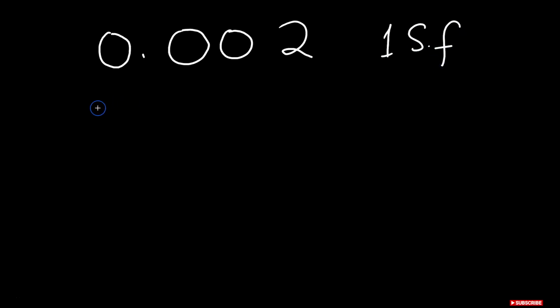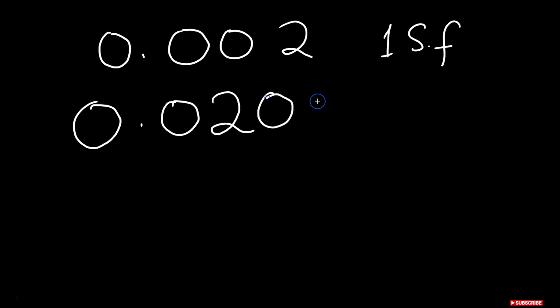Right, so let's try another example. Let's say we have 0.02045. How many significant figures are in this number? Well, there's a zero there, so I'm not counting. I'm not counting until I come across a number that is not a zero. Then I have to start counting, including the zeros that are in the middle. So this number has 1, 2, 3, 4 significant figures.